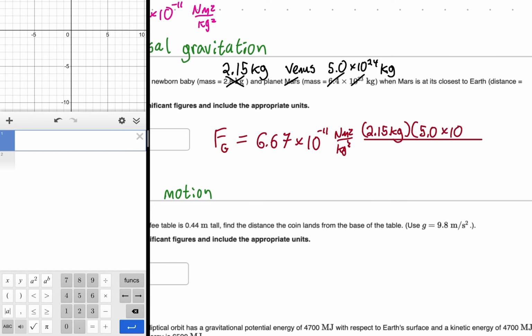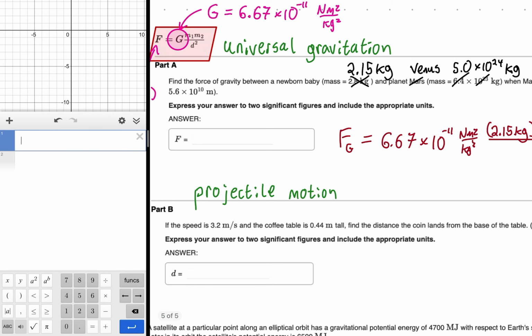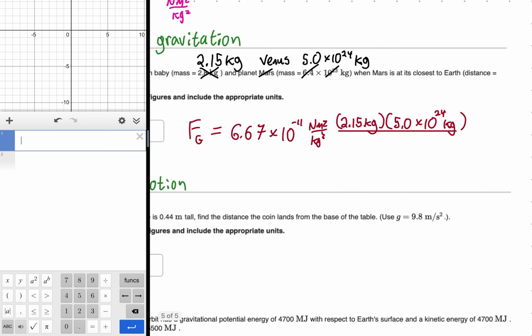So 5 times 10 to the 24 kilograms. And then we divide by the distance squared, okay? So we're using that distance of 5.6 times 10 to the 10 meters. By the way, if you wrote it in everyday language, that would be 56 billion meters. All right. And everything is already in base units for you. So you don't have to convert, say, from kilometers to meters. You can just leave it in meters, and the kilograms are the base unit we want.